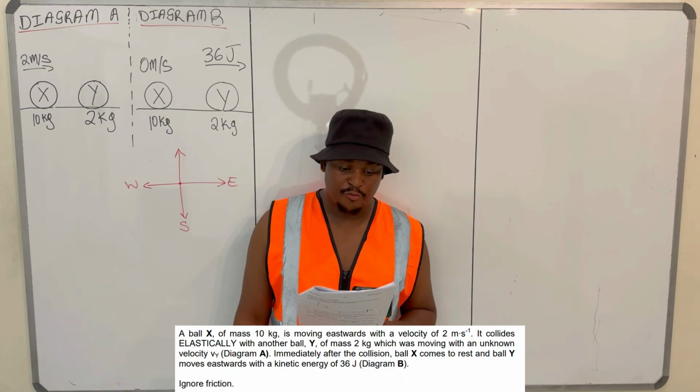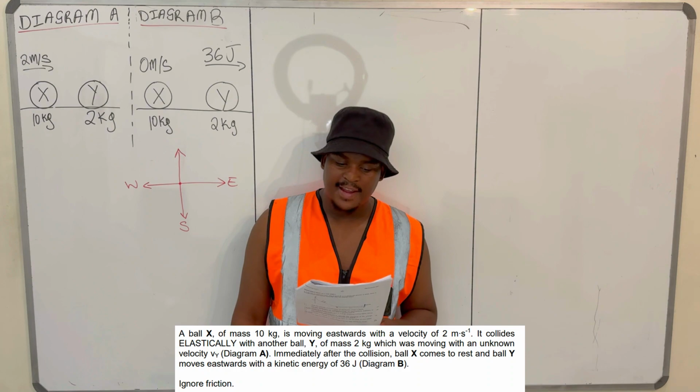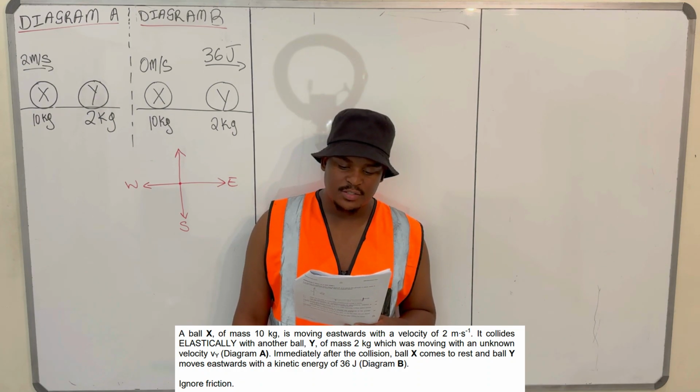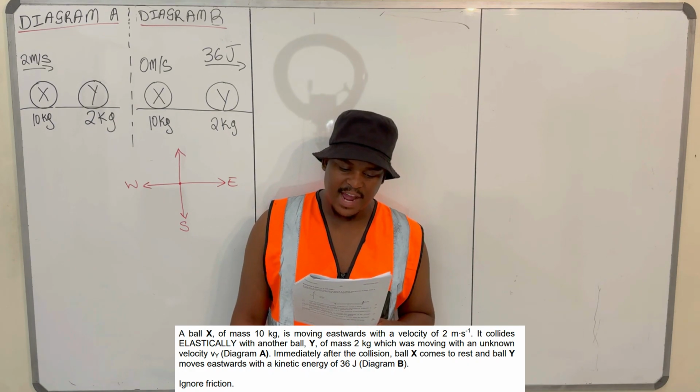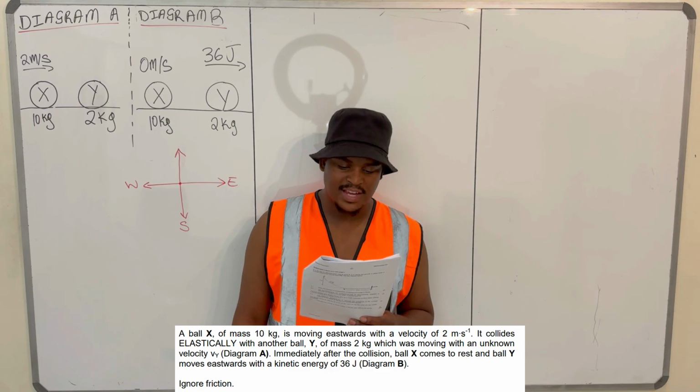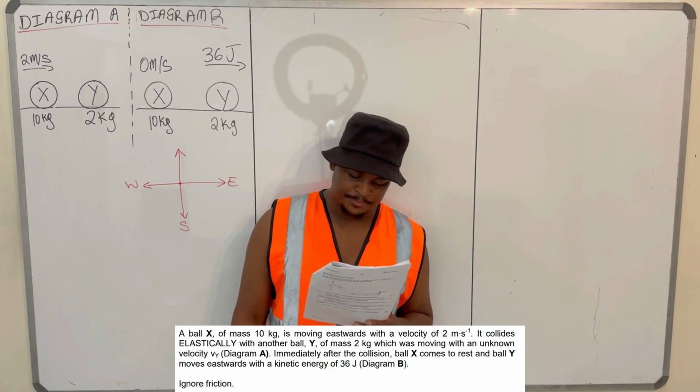A ball X of mass 10 kg is moving eastwards with a velocity of 2 meters per second. It collides elastically with another ball Y of mass 2 kg which was moving with an unknown velocity Vy. See diagram A. Immediately after collision, ball X comes to rest and ball Y moves eastwards with a kinetic energy of 36 joules. See diagram B.